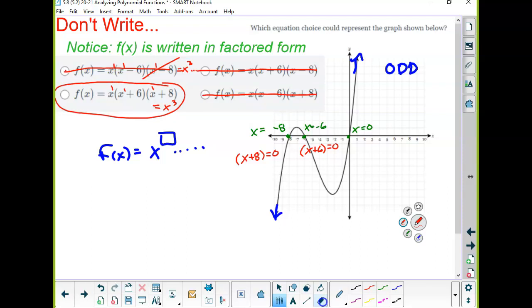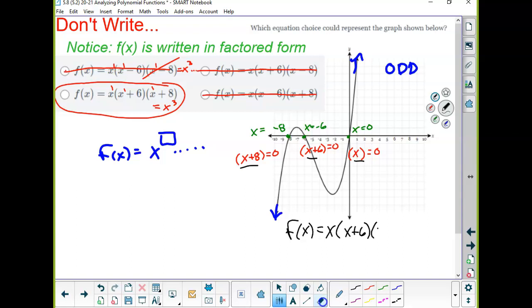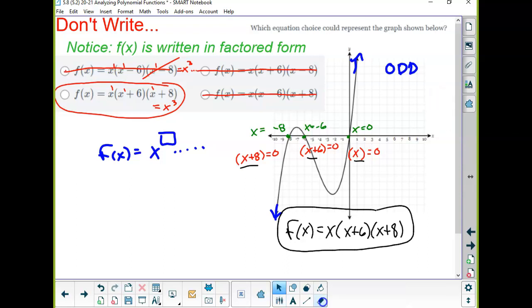But notice where this comes in. If I add 0 over, I still get x equals 0, but now I have all of those factors written out. So x times x plus 6 times x plus 8 is the answer to this function. So notice how we analyzed the intercepts, and that just gave me those answers.